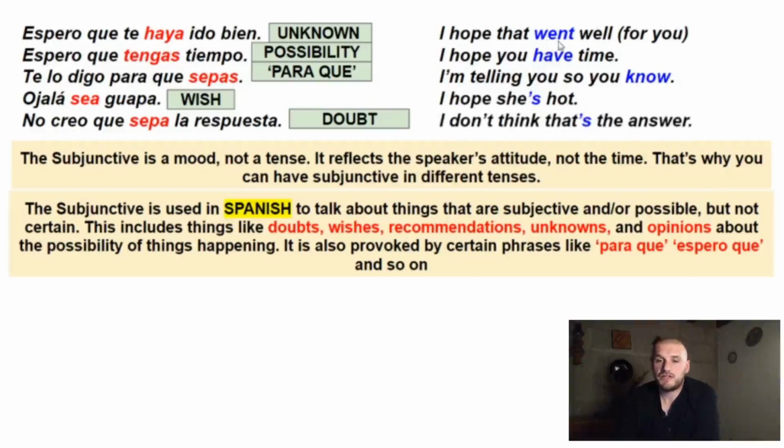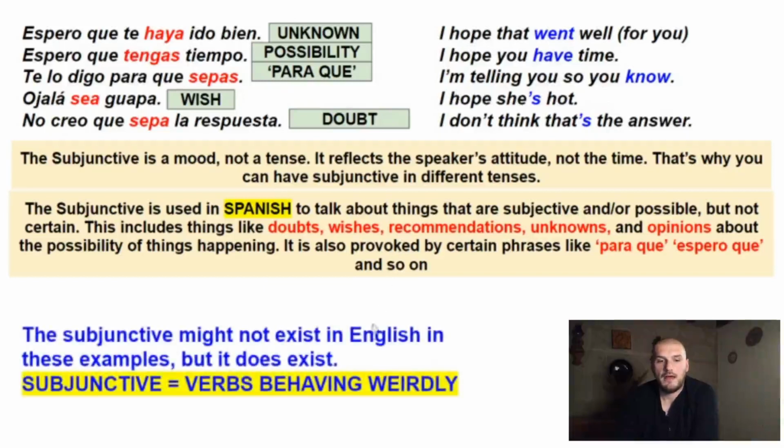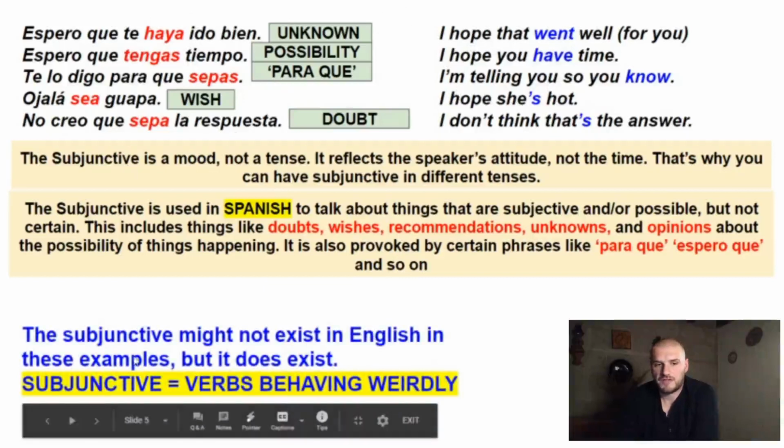So you can see in English, there is no special subjunctive conjugation, okay? Went is the past. And in this structure, it's still going to be went, okay? In English, the translation, you really don't have to worry about the subjunctive. It doesn't exist in these examples, okay? The subjunctive does not exist in English in these examples, but it does exist.